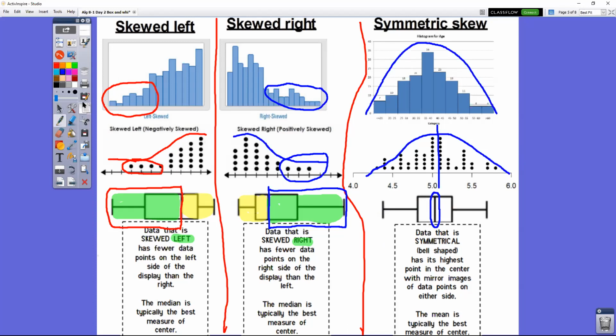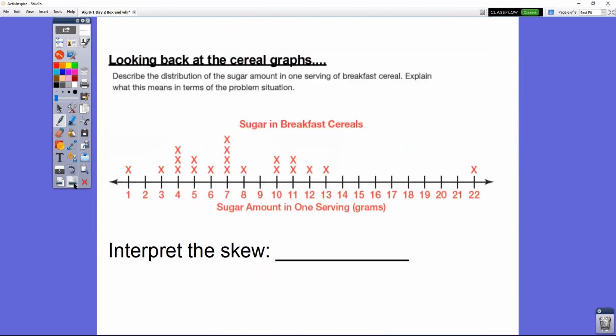Skewed left goes over to the left, reaches out, stretches out to the left. Skewed right stretches out or reaches out to the right. Again, this is a page that you're going to want to refer back to. So let's take a look at a couple of these graphs and decide, are they symmetric, skewed left, or skewed right?